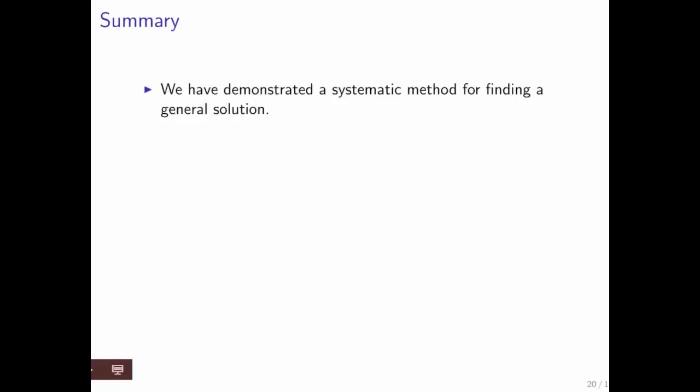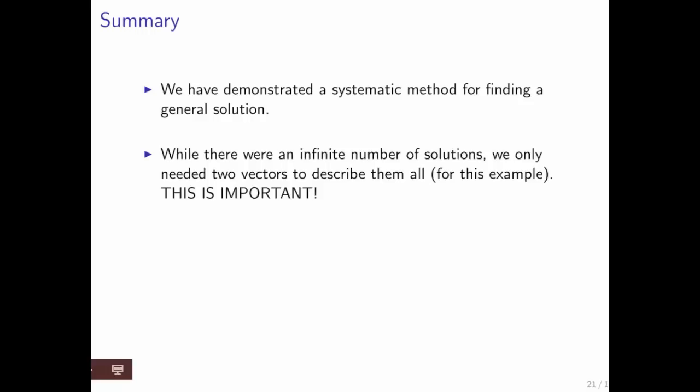We have demonstrated a systematic method for finding a general solution. Now in this particular case, we only looked at the case where we had one fewer equation than we had variables. There are an infinite number of solutions, but notice that we only needed 2 vectors to describe them all. We needed one vector that was a specific solution, and we needed one vector that mapped to the 0 vector. If there were more free variables, then we would need more vectors. But the fact is that we're going to see in this week and next week that we need a finite number of vectors to describe an infinite number of solutions.